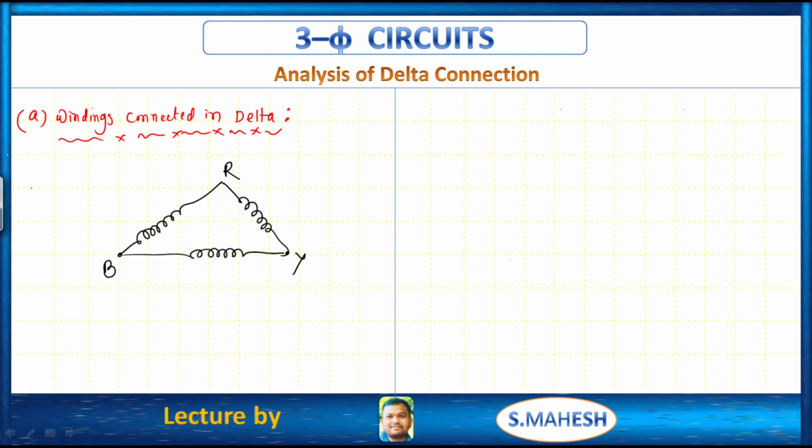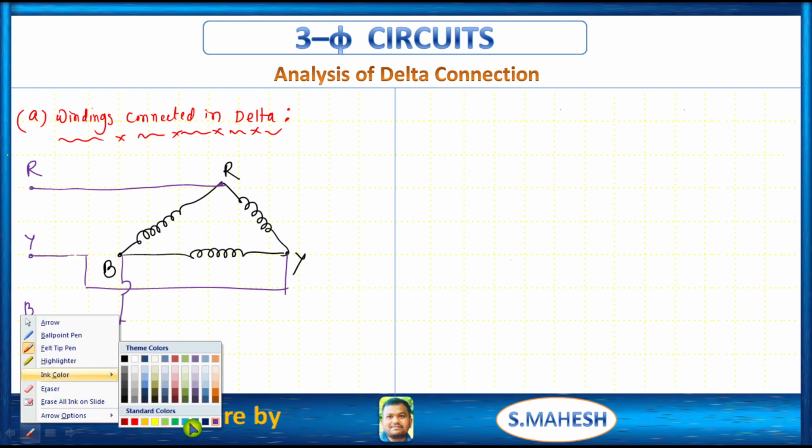This is a three phase three wire system, right? There is no neutral point in delta connection. This is one wire, this is another wire. So from B we have another wire. Finally we have R, Y, B.